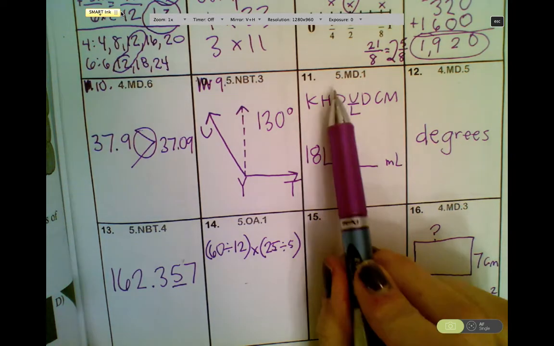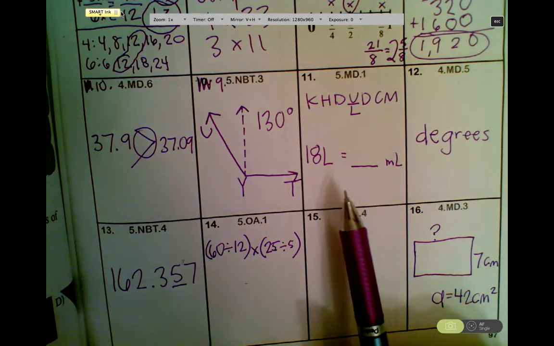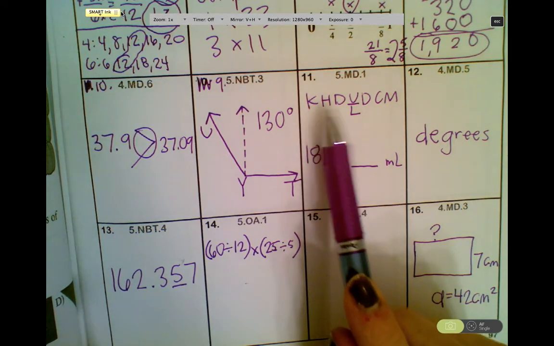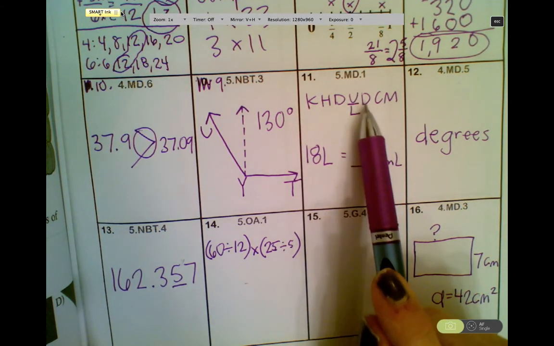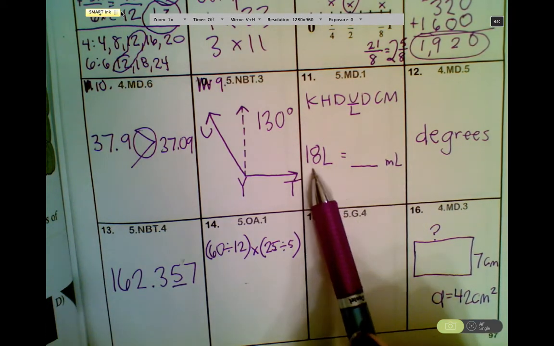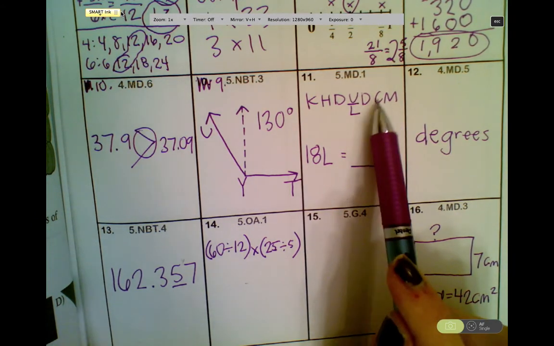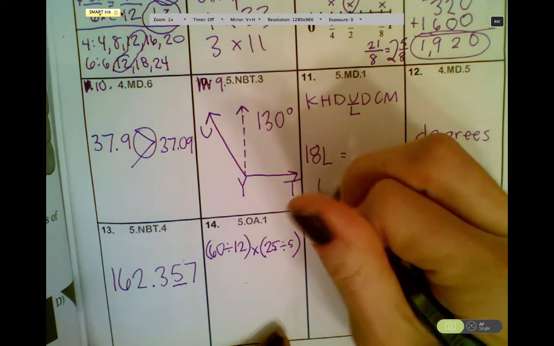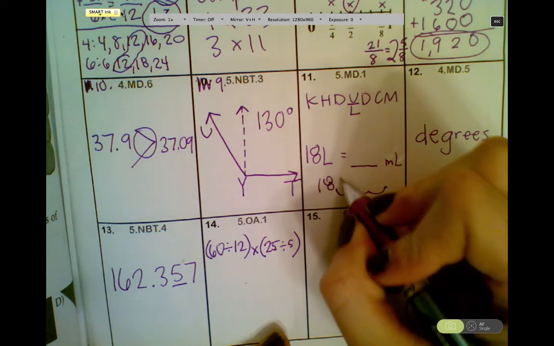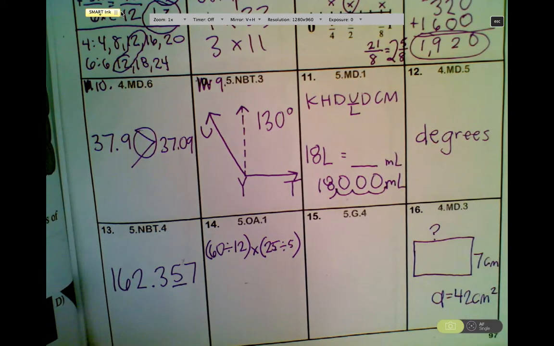Now, number 11, Grace measured 18 liters of water to bathe the dog. How many milliliters of water did she use? Well, I hope you all wrote King Henry doesn't usually drink chocolate milk. Our units we're working with is liters. So I'm starting at 18 liters and I'm going to milliliters, which is 1, 2, 3 places to the right. I take my decimal point and I move it 1, 2, 3 places to the right, fill in my 3 zeros, and your answer is 18,000 milliliters.